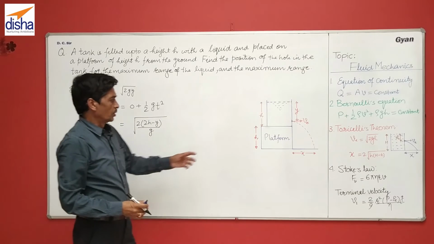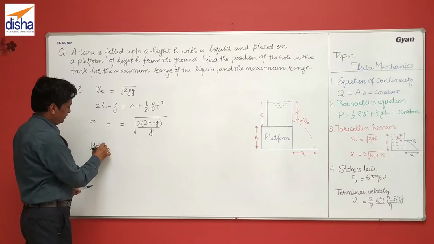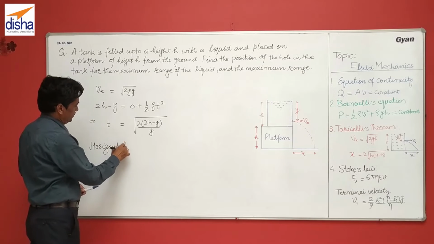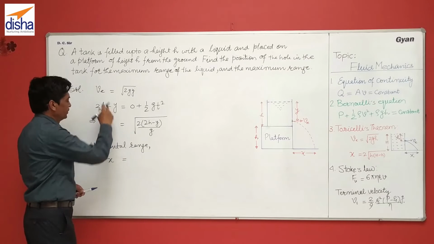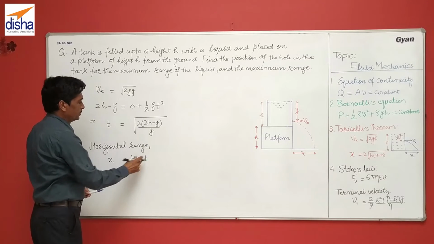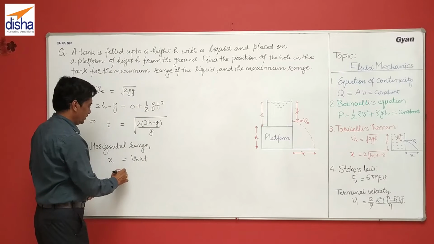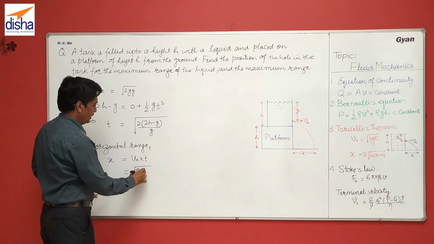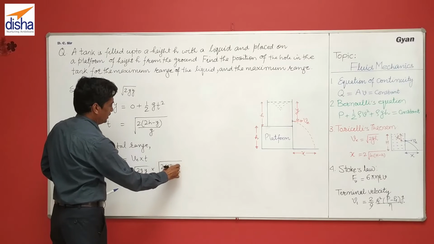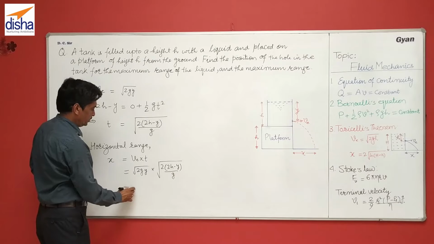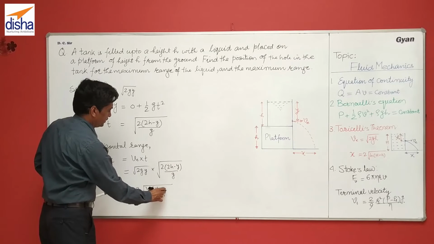Okay. So the horizontal range x is equal to the velocity of efflux v times the time the liquid takes to fall this height. So it will be root 2gy into root of (2h minus y) upon g. So it will be 2 root of y into (2h minus y).